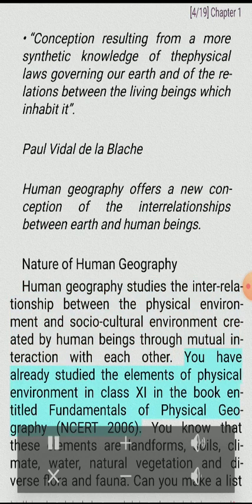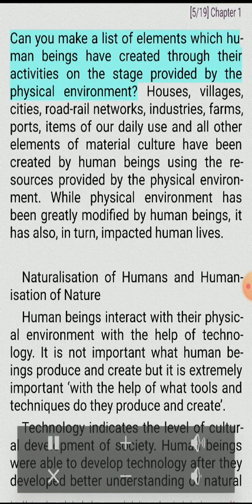You have already studied the elements of physical environment in Class 11 in the book entitled Fundamentals of Physical Geography, NCERT 2000. You know that these elements are landforms, soils, climate, water, natural vegetation, and diverse flora and fauna. Can you make a list of elements which human beings have created through their activities on the stage provided by the physical environment? Houses, villages, cities, road, rail networks, industries, farms, ports, items of our daily use, and all other elements of material culture have been created by human beings using the resources provided by the physical environment.